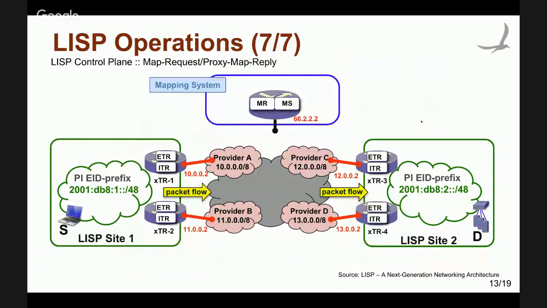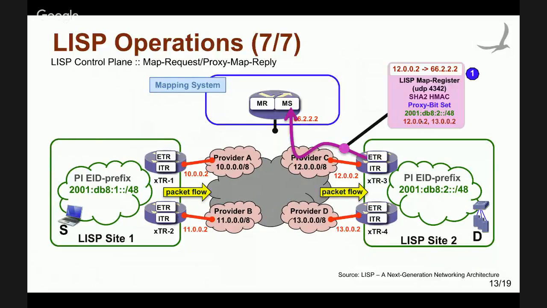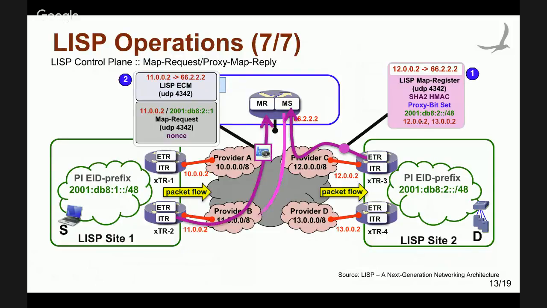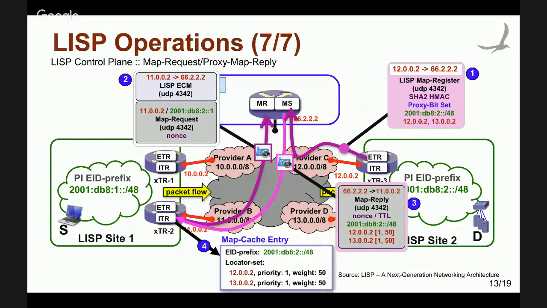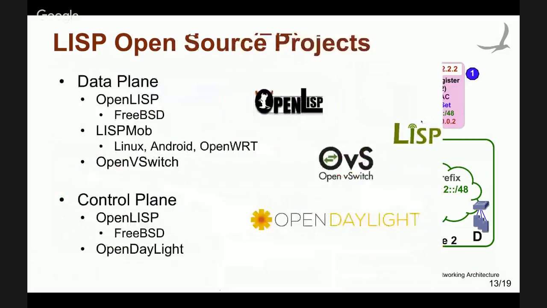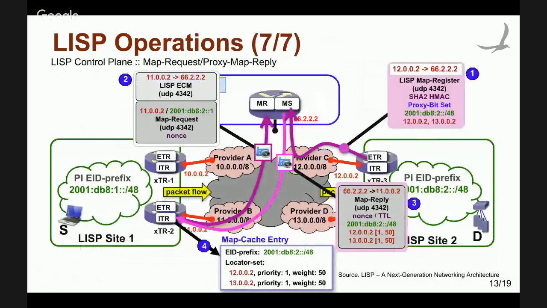But if we want to reduce the time of looking up the mapping, then when you register a certain mapping, we can set the proxy bit as true. In that case, if the ITR requests a certain mapping, the mapping system will immediately reply by looking up its storage. So it's a bit faster.